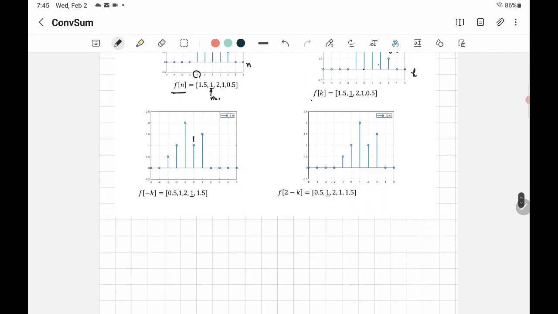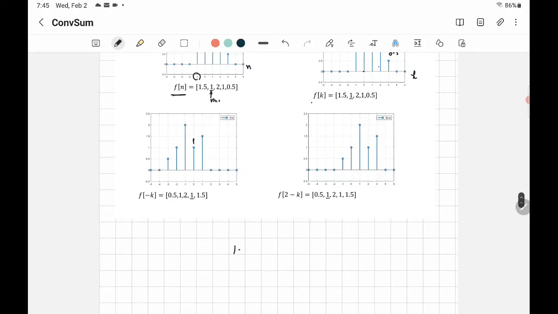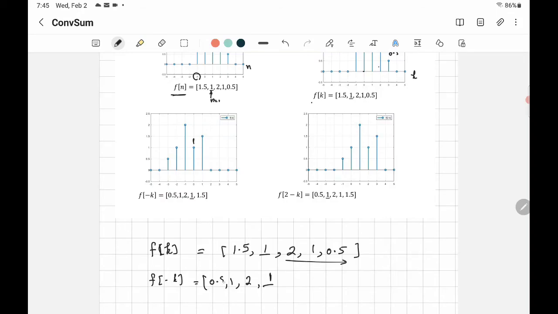Let me write it in the space here. It was like that: 1.5, 1, 2, 1.5. That was f of k. Now I want to make f of minus k. I keep this one where n equals 0, and everything will be reflected. So you write 2, 1.5. Done. And about this one, go in the other direction: 1.5. In this way, you got f of minus k.